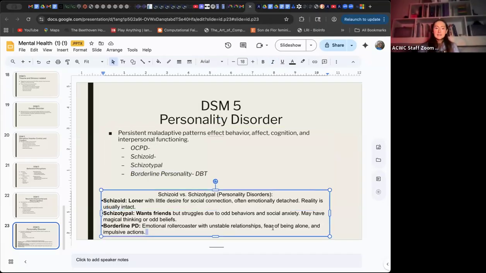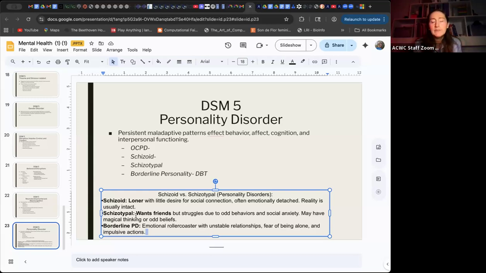This is just here because it's easy to get schizoid and schizotypal confused sometimes, because they kind of sound the same. One of the main differences: schizoid is a loner and they actually like to be a loner. They don't even want friends, but their reality is intact. They just truly want to be alone. Versus schizotypal, they actually want friends. It's actually really sad. They want friends, but because they have some odd behaviors, like magical thinking or odd beliefs, it's hard for them to keep friends. Once people begin to hear some of their magical thinking or beliefs, it can be hard for them to keep friends. Sometimes people flip-flop these two. These go in the personality disorders, and they are definitely different.